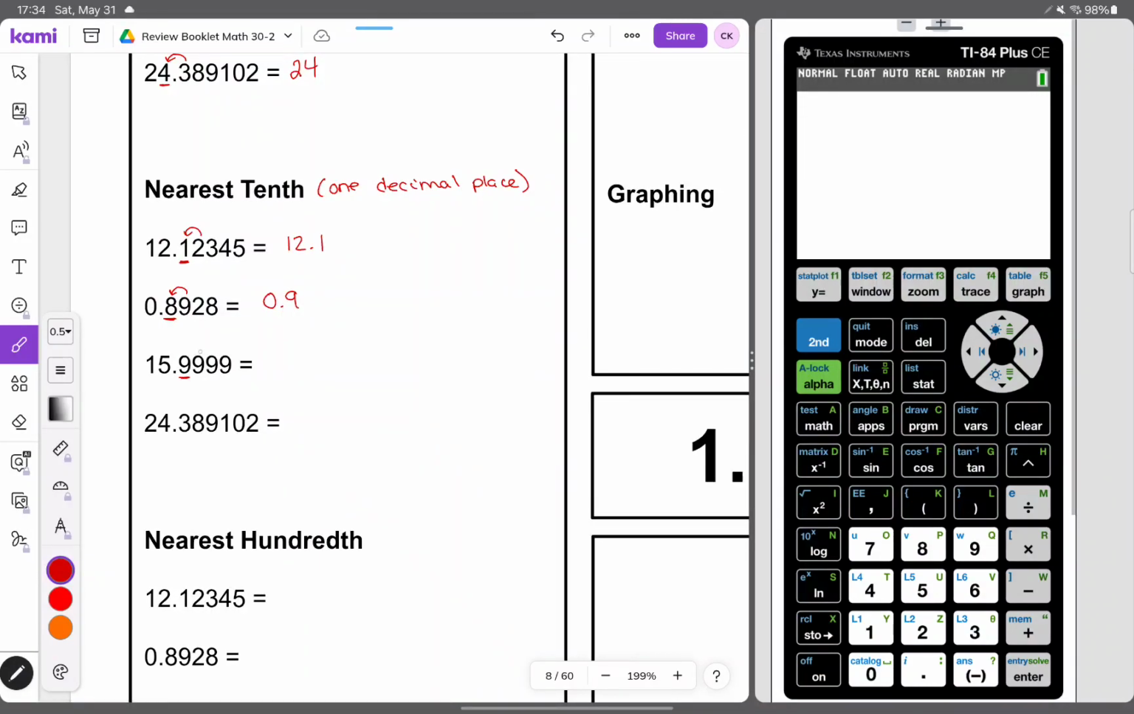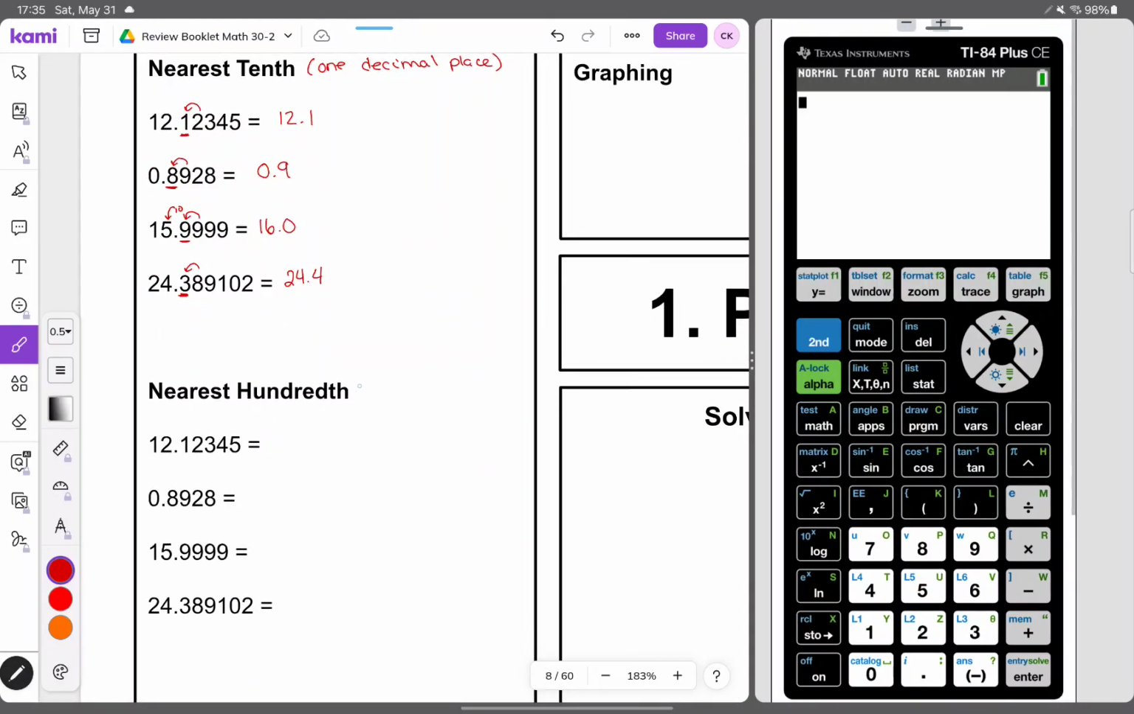Here, 9 is enough to bump us up, so that's going to bump us up to 10, which means it's going to actually bump us up to 16. But because we want the nearest tenth, now we have to do 16.0 to make sure that we're keeping that nearest tenth. Nearest tenth, that's the 3. Look beside it. That's enough to bump us up. 24.4.